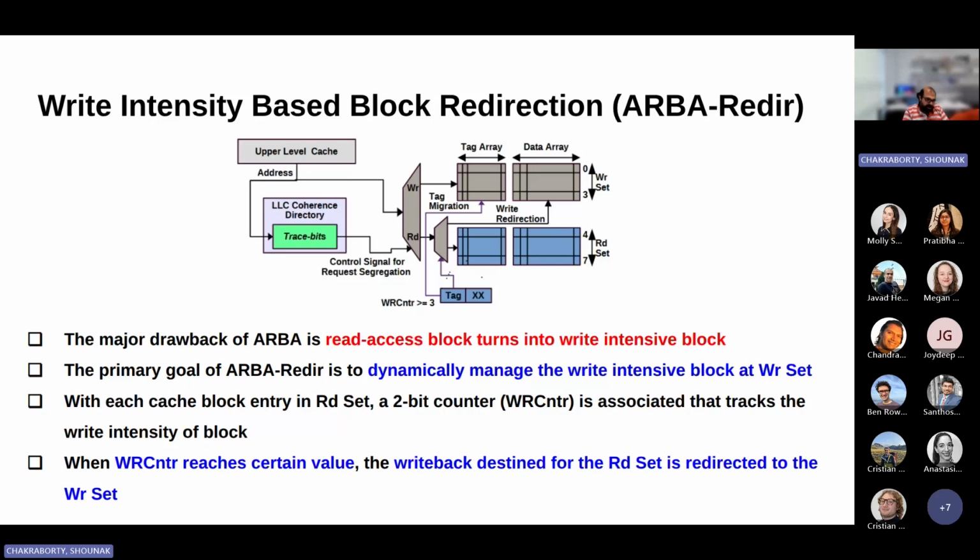In this case, we are not moving the block entirely from the read set to the write set, which is a really costly operation and could have some redundancy in terms of power usage. Instead, when the very next write arrives at that particular read set, we just redirect the write to the write set, and we invalidate the content of the read set for that block, which saves a significant amount of energy. But this architecture has some problems.